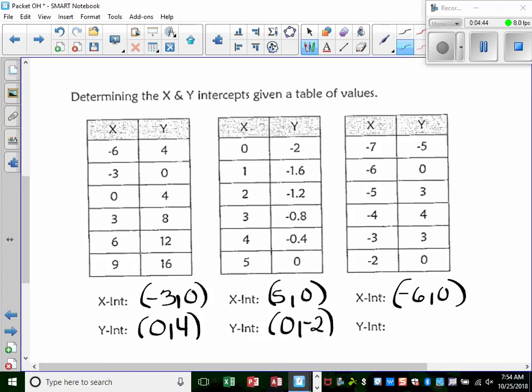And then for the other one, I'm looking where x is 0. Do I actually see where x is 0? And actually there are 2 intercepts on this one because I have here y is 0 and here's y is 0. So we're going to write both.